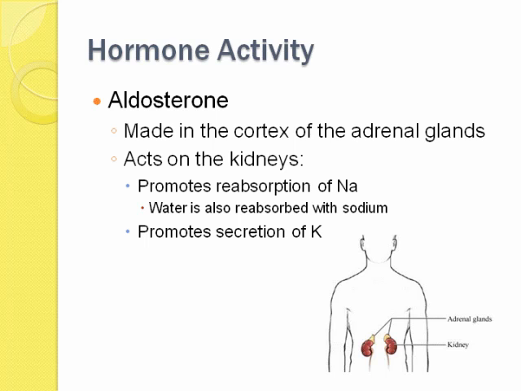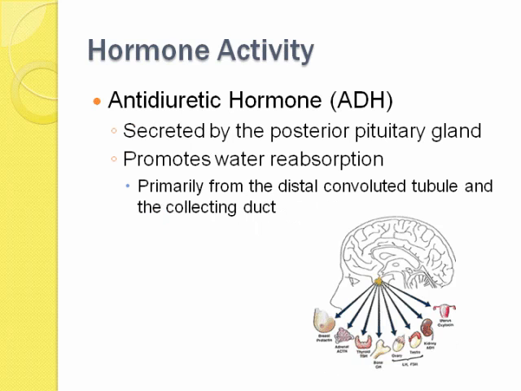Aldosterone is made in the cortex of the adrenal glands. Remember, the adrenal glands are right on top of the kidney. You can see the diagram there. The aldosterone acts on the kidney by promoting the reabsorption of sodium and secreting potassium. Note that water also gets reabsorbed with that sodium under the control of aldosterone. Antidiuretic hormone is secreted by the posterior pituitary gland. It promotes water reabsorption, and ADH primarily affects the reabsorption of water from the distal convoluted tubule and the collecting duct.